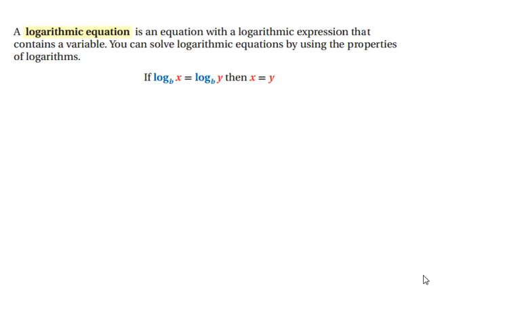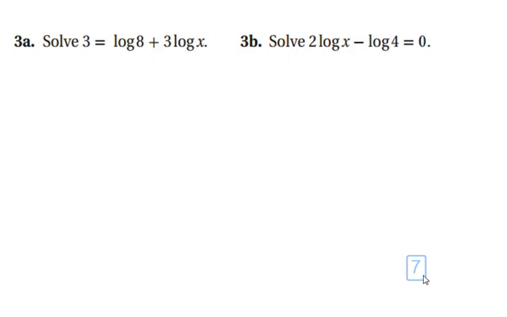A logarithmic equation, as you might guess by the name, is logs that contain a variable. We can solve them by using the properties of logs and exponents and going back and forth between those. So if we take a look here, we have: solve 3 is equal to the log of 8 plus 3 times the log of x. We can work through this and figure it out.